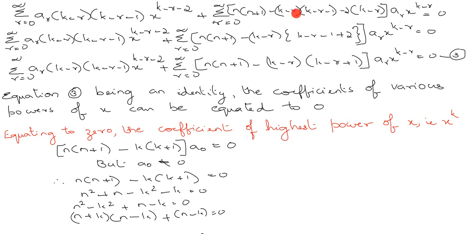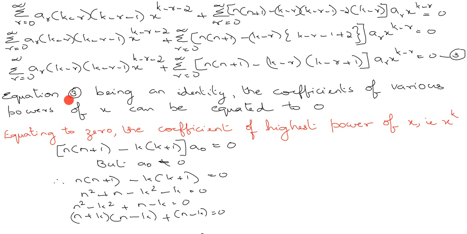Now from this term and this term we can take minus (k minus r) common outside, so that is written in the next step. What is remaining here is (k minus r minus 1), and what is remaining here is plus 2. That is the next step, and k minus r minus 1 plus 2 will become k minus r plus 1. That is written in the next step. So we have arrived at this step, and this equation is named equation number 3.